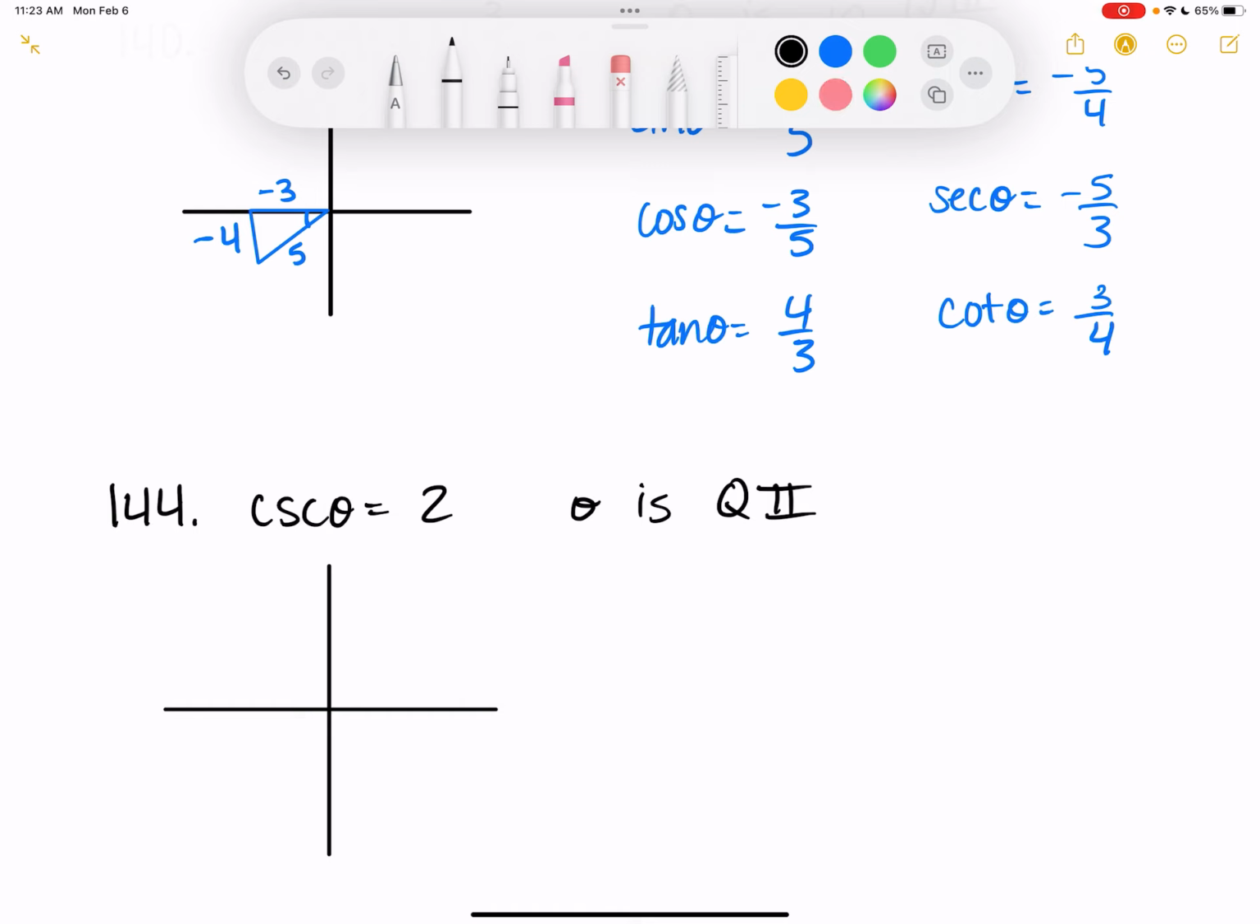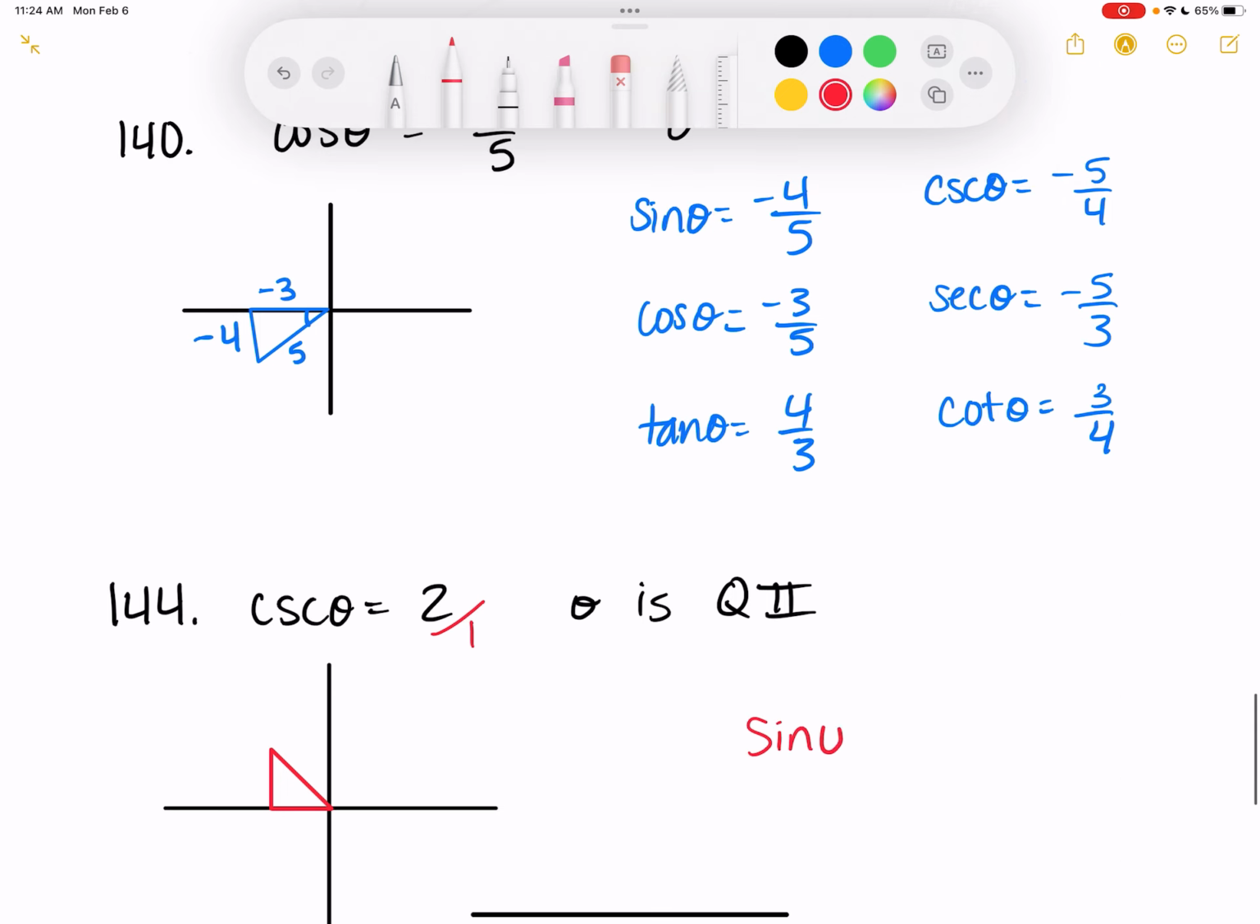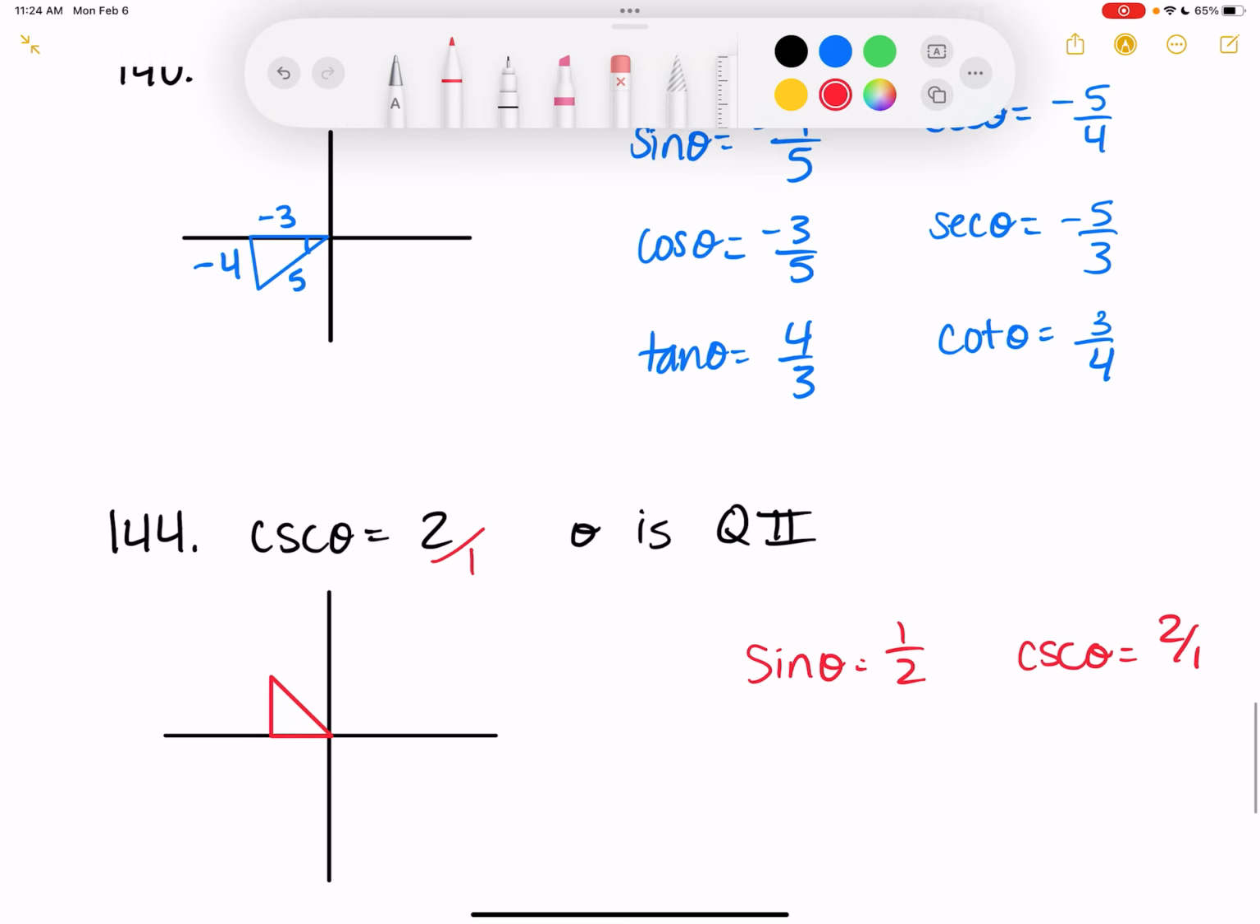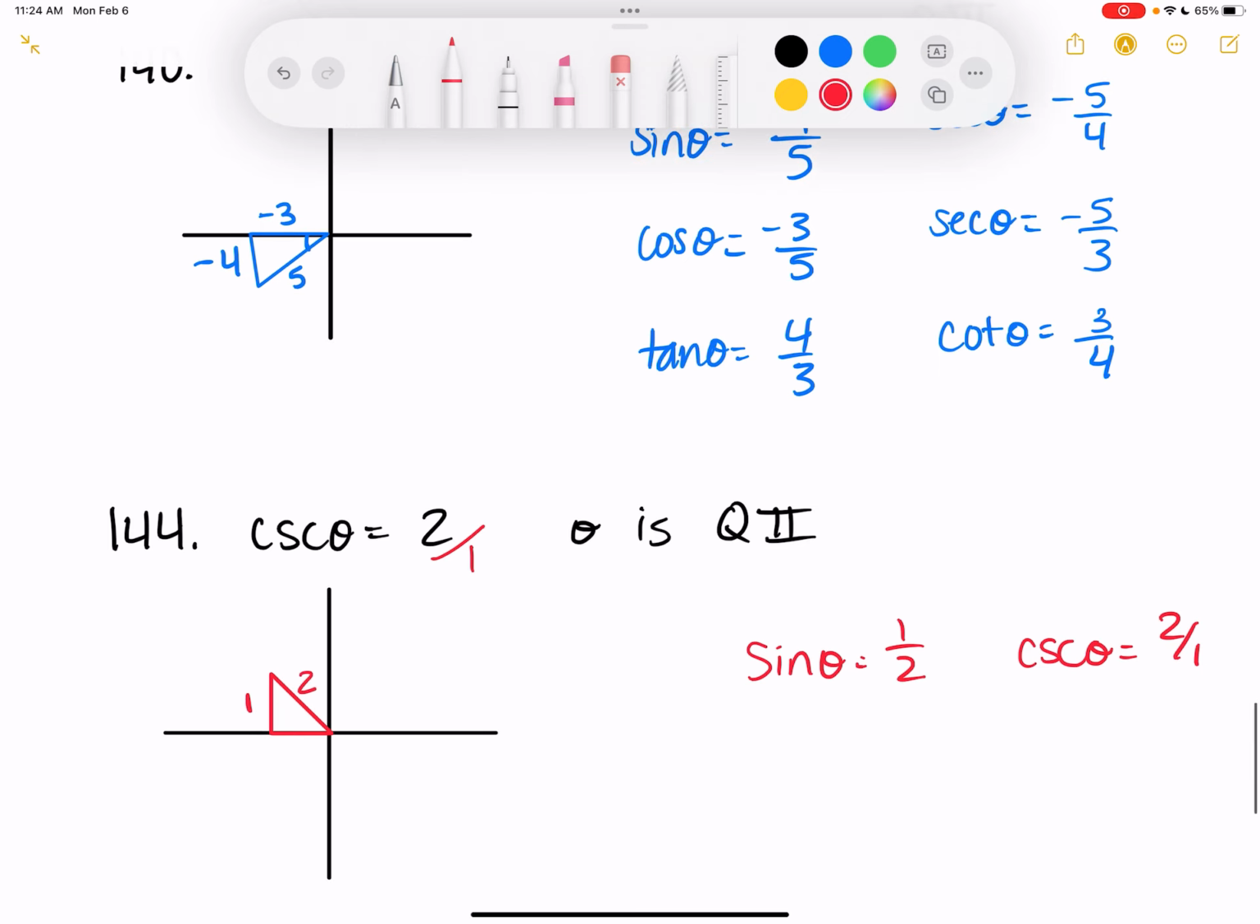Where's quadrant 2? Okay, so my triangle is going to be up here. Now cosecant would be what? 2 over 1. Oh wait, hold on. Where do those things go? What does cosecant relate to? So if cosecant is 2 over 1, sine would be 1 over 2. So it'd be 1 on the opposite side and 2 on the hypotenuse. Yep. And then I just need to find this one.